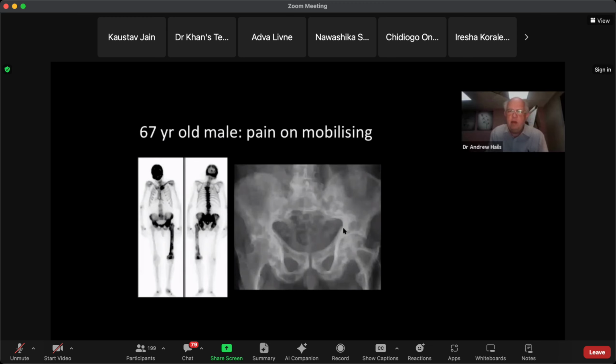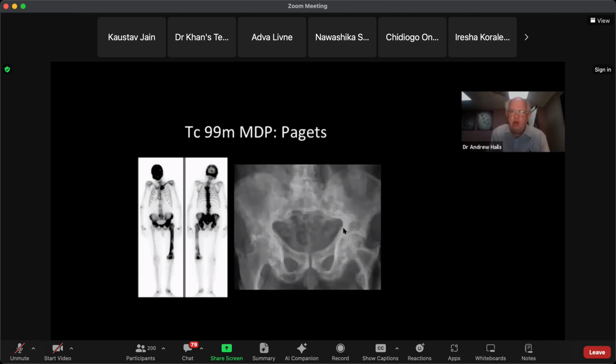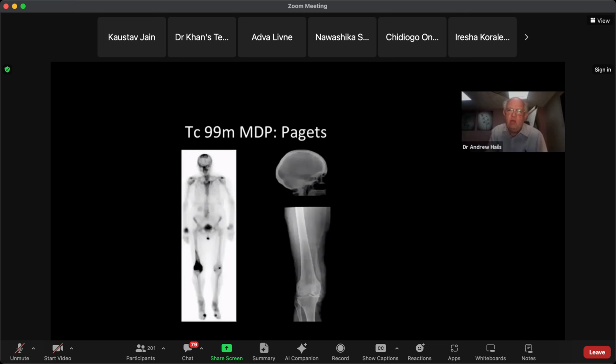There is a Pagetic pelvis. Thickening of the cortices and coarsening of the trabecular pattern and bony expansion. And this one here, it's in the knee progressing up the bone. Again, although you can't be certain what it is, that very much would suggest Paget's disease. And it was Paget's disease. And I think there was a bit in the skull as well. I can't really see that properly, but there was some in the skull as well.